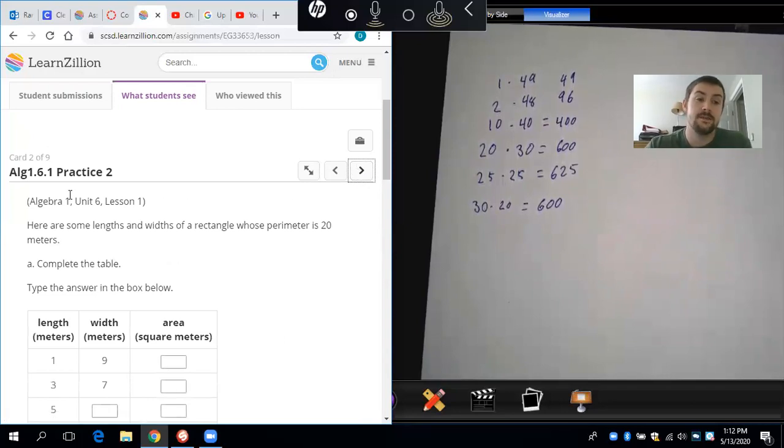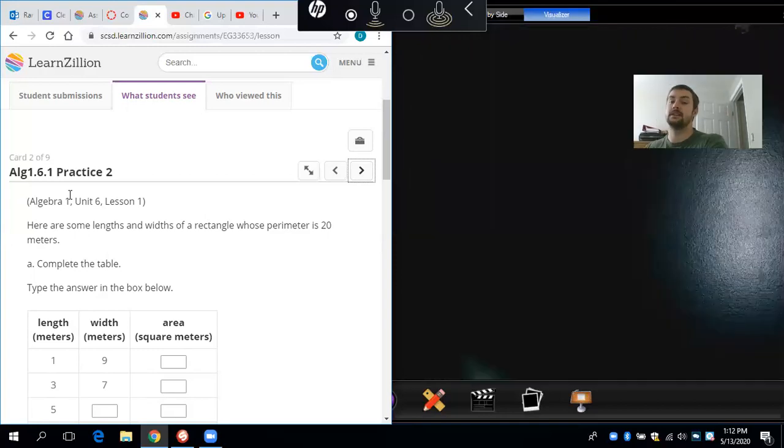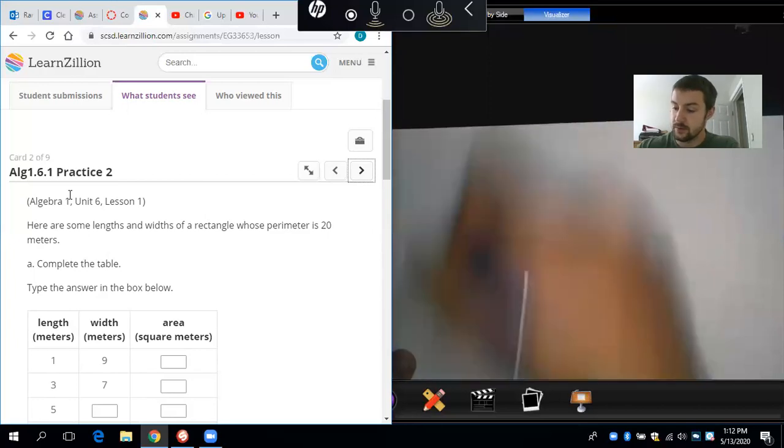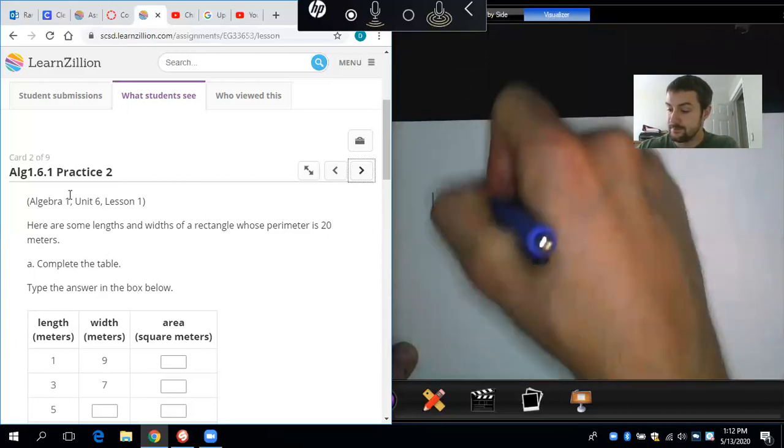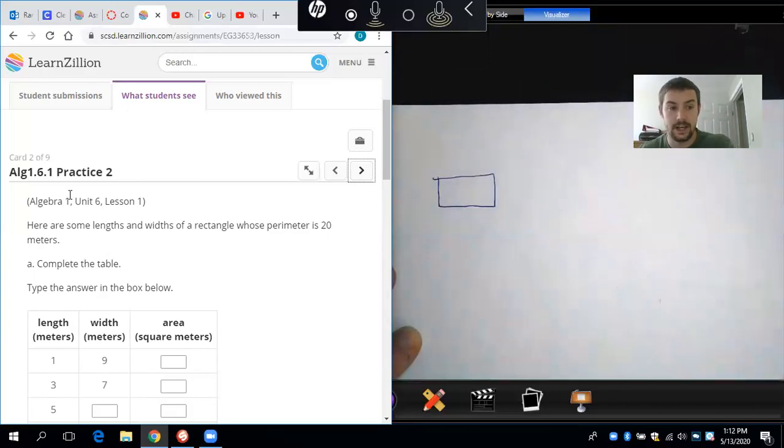So now it says, here are some lengths and widths of a rectangle whose perimeter is 20 meters. Well, think about what perimeter means. Perimeter is the length around the outside of a shape. So we've got a rectangle, right? And we've got our length and our width.